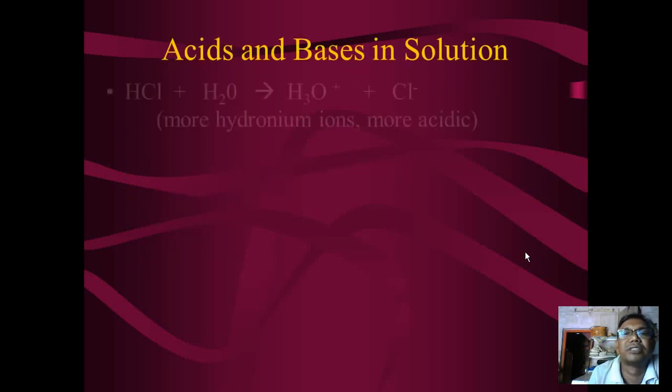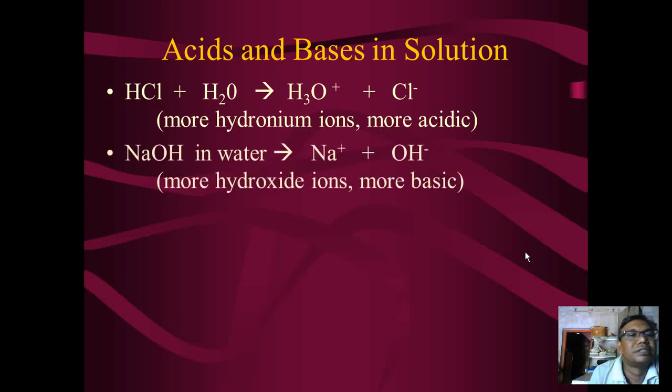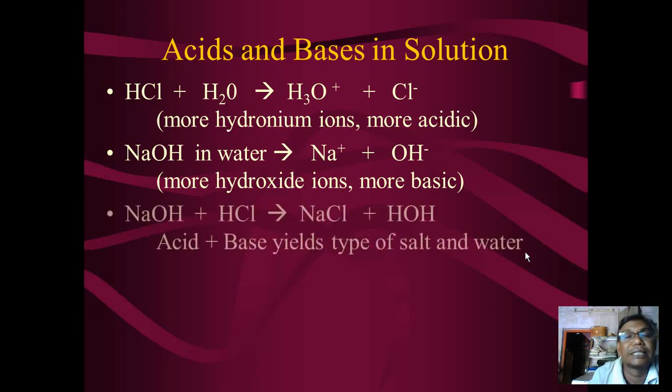Acids and bases in solutions. If we consider HCl, when reacted with water, it gives hydronium ion and chloride ion. So more hydronium ions means more acidic. If NaOH is dissolved in water, it gives Na+ and OH-. More hydroxide ions means more basic. When an acid and a base react, they neutralize and form salt and water.